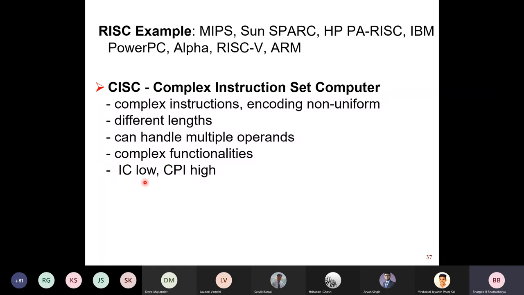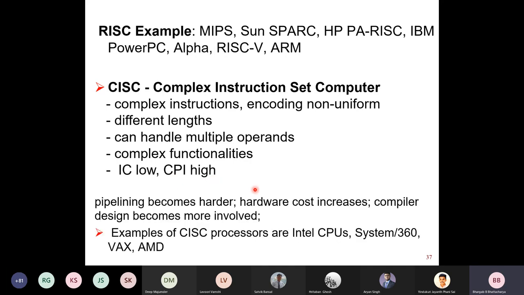So the instruction count after compilation would be low, but for each instruction you need more clock cycles to execute because they are complex. And therefore pipelining becomes harder. Hardware cost would increase. Compiler design becomes more involved. Typical examples of CISC processors are the Intel series. And there are previous machines like VAX and some machines from AMD, which are also on the CISC philosophy.